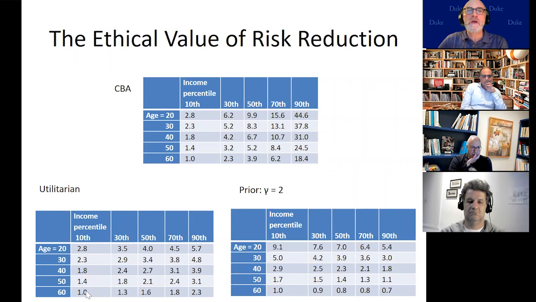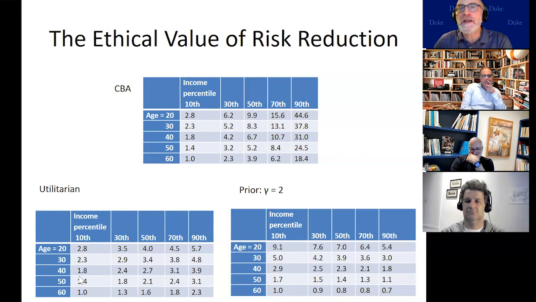So what you see here is that in utilitarian terms, there are two effects. One is that holding constant income, the young get priority. It's not surprising, but it's confirmed here, right? Holding constant income, utilitarianism prefers to give a unit of risk reduction to younger people as opposed to older people, right? So a unit of risk reduction, if given to a 20-year-old within this income band, has 2.8 times the social value that it does for giving the same unit of risk reduction to a 60-year-old. And the same is true within each income band, right? The numbers go up as the individuals get younger.